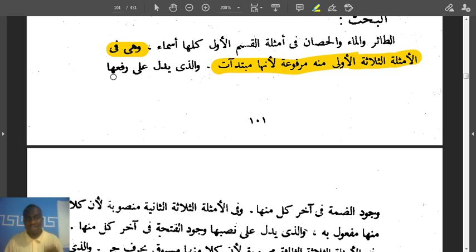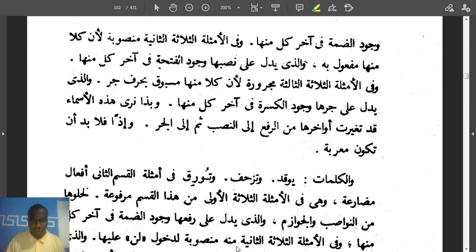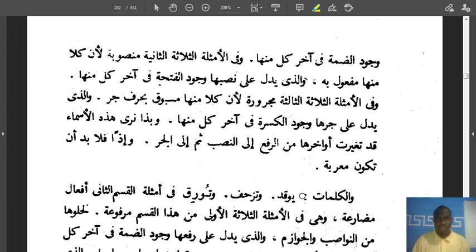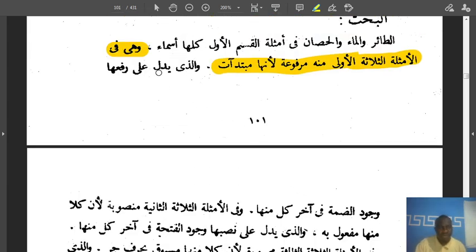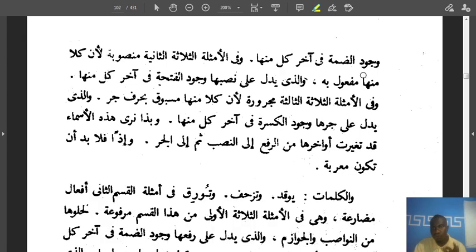وَالَّذِي يَدُلُّ عَلَى رَفْعِهَا, and that which shows us that these words are marfu' is what? I think we should move so that we don't disrupt the text. That which shows us that it is marfu' وُجُودِ الضَّمَّةِ, the existence of the dhamma on it. It makes us know that this word is marfu'. في آخر كل منها, the existence of the dhamma at the end of each of it.